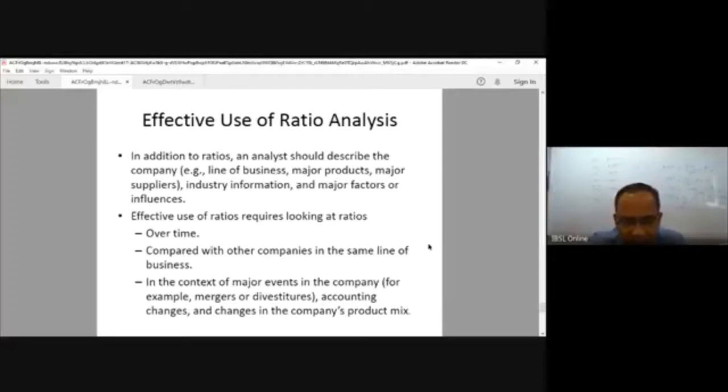Also, the ratios might behave in a different way when it comes to major events taking place in the businesses, like whether they are merging, whether divesting, any accounting changes happening, right? Okay, product mix has been changed. Even during that time, ratio analysis can change. So a standard way of analyzing should not be there. It depends on the company's particular time in which it has been done also. So the other aspects also should be taken into account in your analysis. That's what we mean to say.